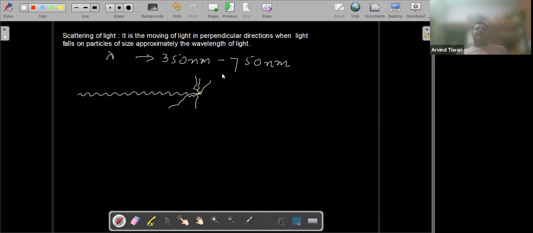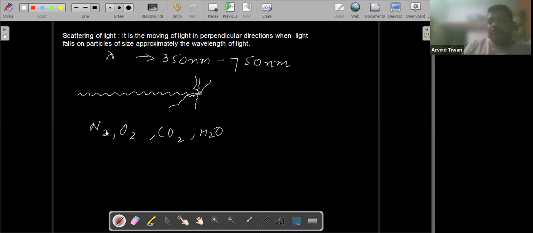Now if the particles are of the same size, then there will be scattering of light. Now our air is made up of the gases nitrogen, oxygen, carbon dioxide, and water molecules. These are the gases which make up our Earth's atmosphere. And the size of these gases is very small. It is nearly about 200, 300 nanometers. Okay.